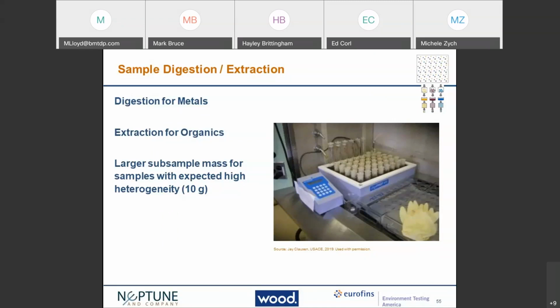Unfortunately, many of the inorganic methods use smaller subsamples. So, for example, a typical metal subsample is in the half gram, 1 gram, maybe 2 gram range. Well, for labs that do a lot of ISM work, we have frequently gotten requests to do, okay, a 10-gram subsample for metals digestion.